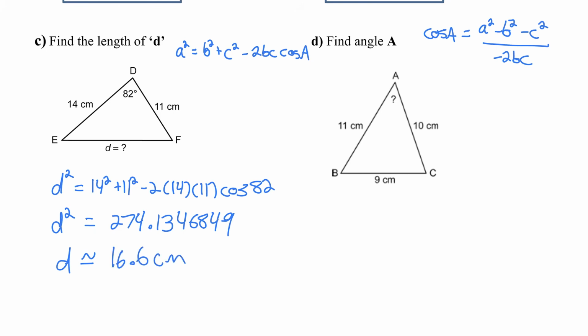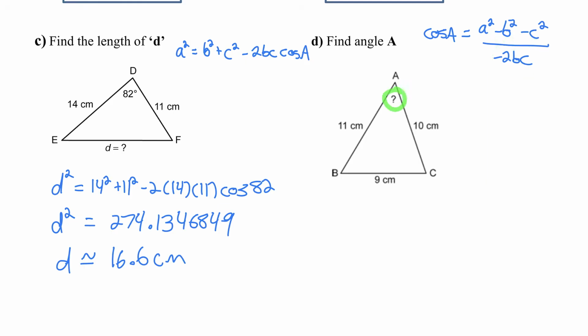16.6 centimeters. The other time cosine law works is when you know all three sides of a triangle. We can use this version of cosine law, which is just the rearranged version of this, to get cos A by itself. When solving for angle A, we do its opposite side, so a squared, minus the squares of the other two, divided by -2 times those other two sides.